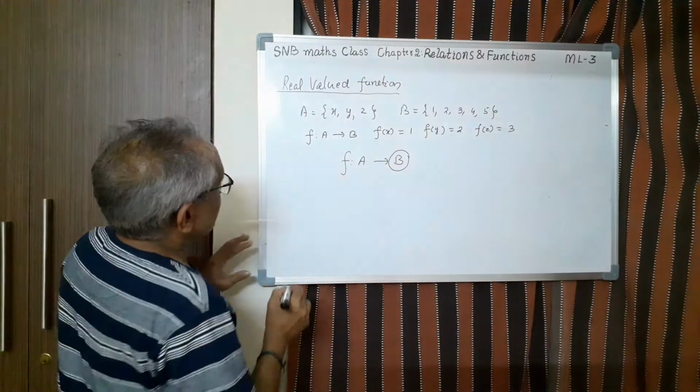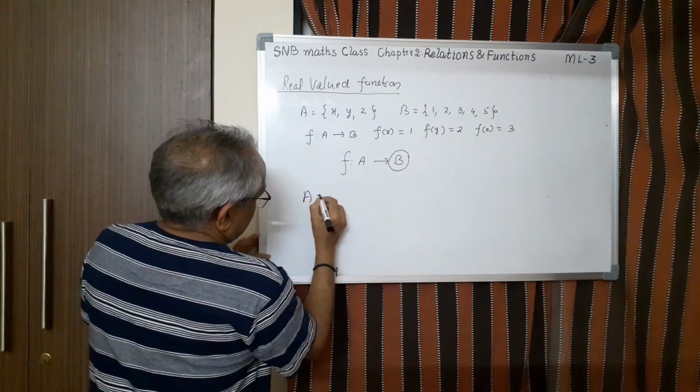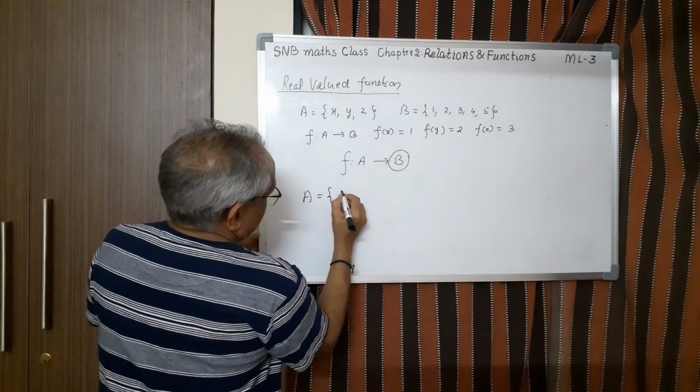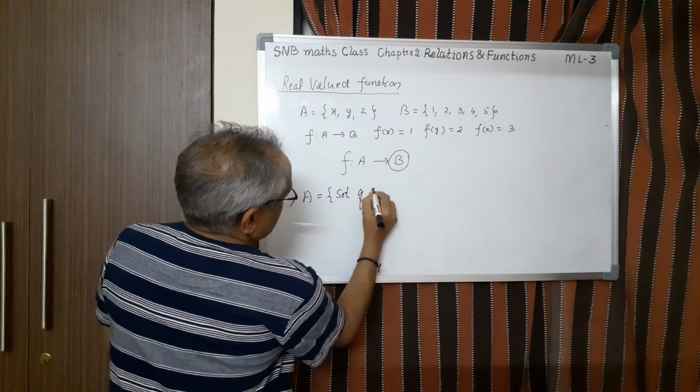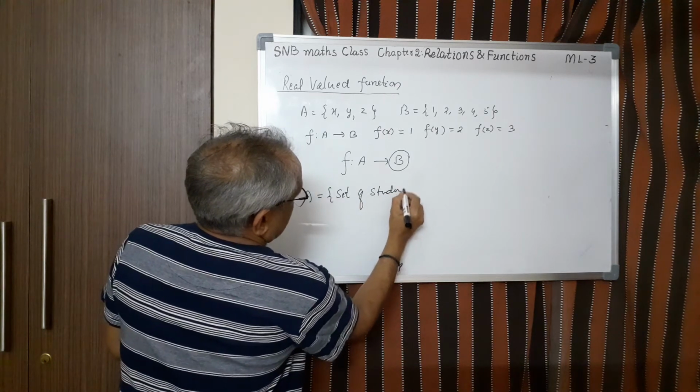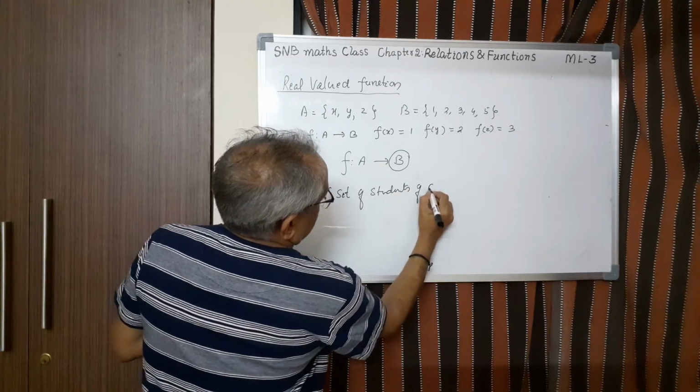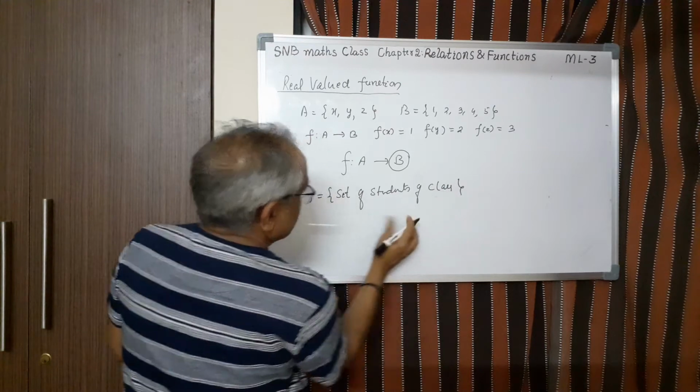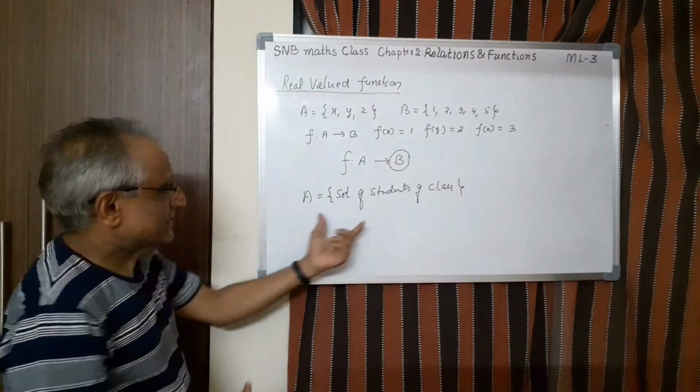For example, another example can be like this. You take the set of students of a class. So this is not real numbers. This is a set of students.